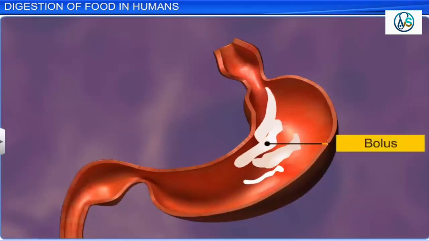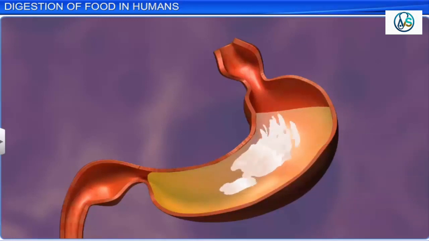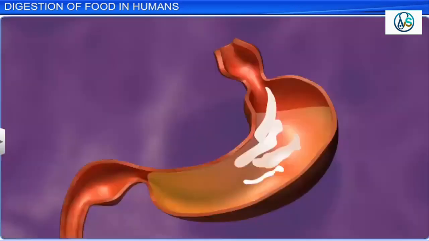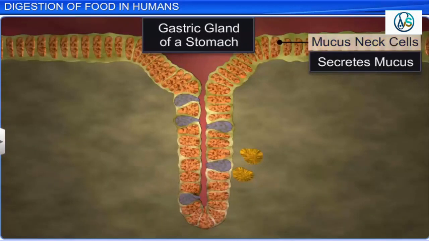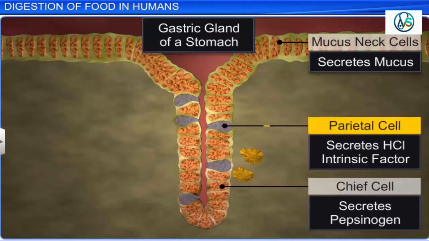The bolus remains in the stomach for nearly 4 to 5 hours, where it mixes with the gastric juices secreted by the gastric glands. These glands are stimulated by the gastrin hormone and inhibited by the enterogastrin hormone, and consist of mainly 3 types of cells: mucous neck cells, which secrete mucus; peptic or chief cells, which secrete the proenzyme pepsinogen; and parietal or oxyntic cells, which secrete hydrochloric acid and intrinsic factor, a type of microprotein that absorbs vitamin B complex.